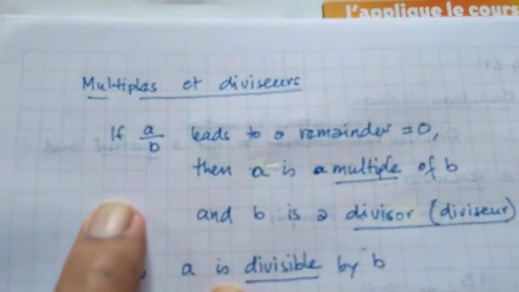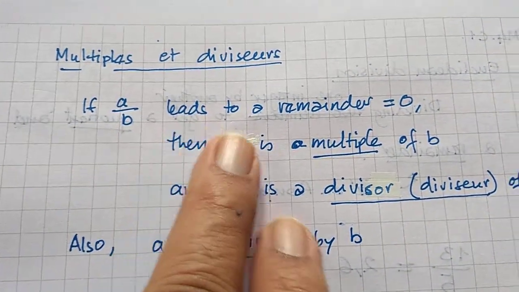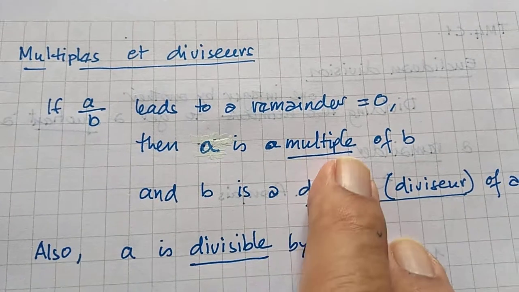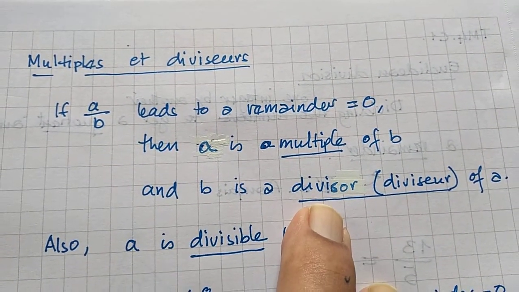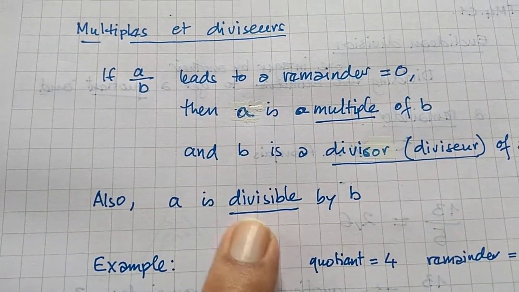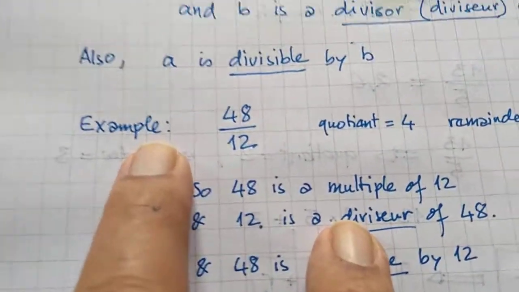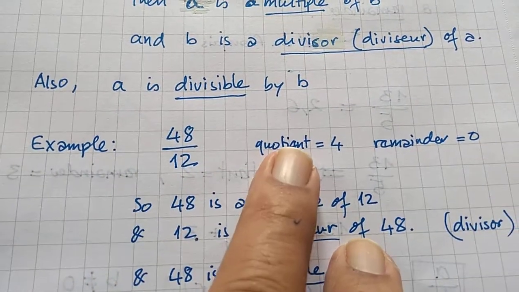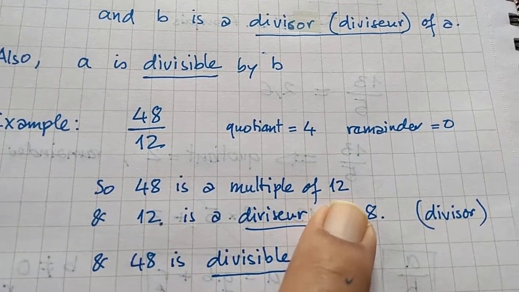Okay, so now we come to, let me turn the page, multiple, divisor. A sur B, okay, in English, if A over B leads to a remainder equal to 0, then A is a multiple of B, multiple en français, and B is a divisor, en français, of A. And also you say A is divisible by B, in French, divisible. So, I take the same example, 48 over 12, quotient est 4, remainder is 0. Donc, 48 is a multiple of 12.